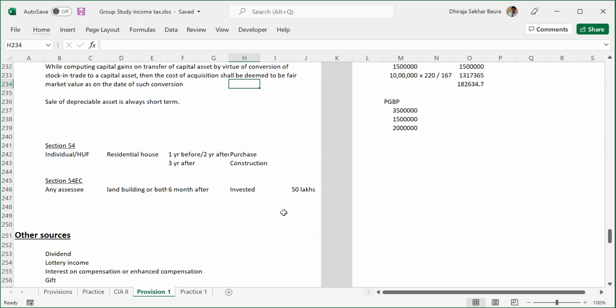Now, if you have sold one residential house and you have purchased one residential house, you would get a benefit here. What I said was, if you have sold a residential house, and you have purchased a residential house, this section is beneficial for you. You can take benefit from here. How does it benefit? It actually gives you exemption for your capital gain.